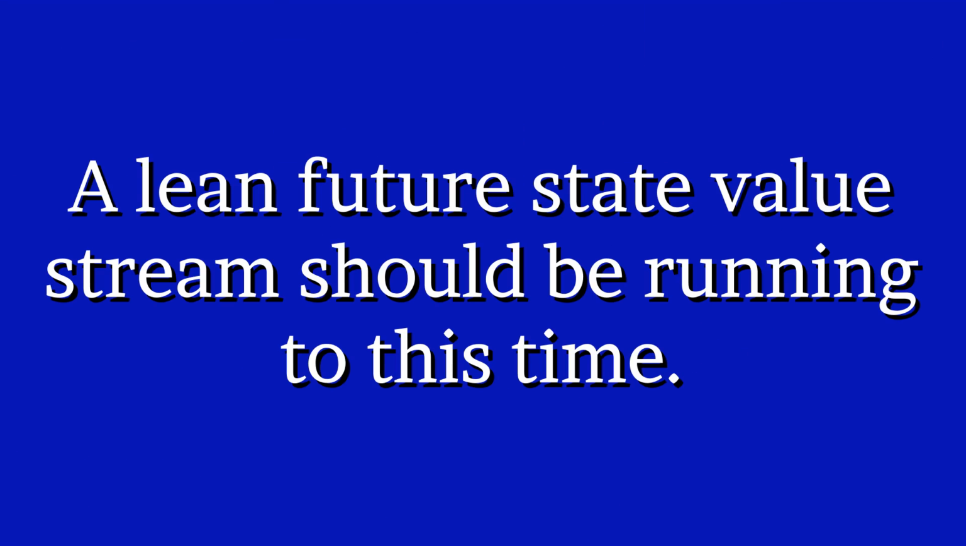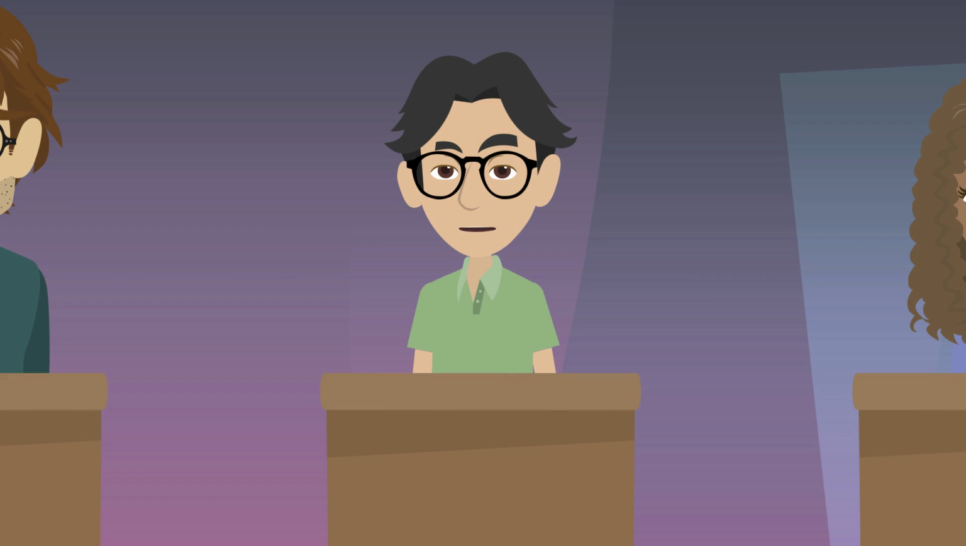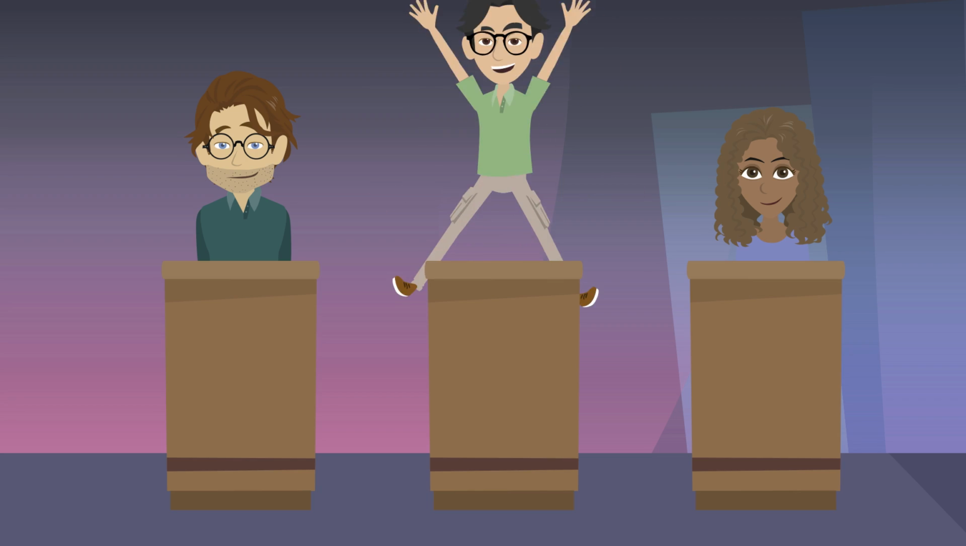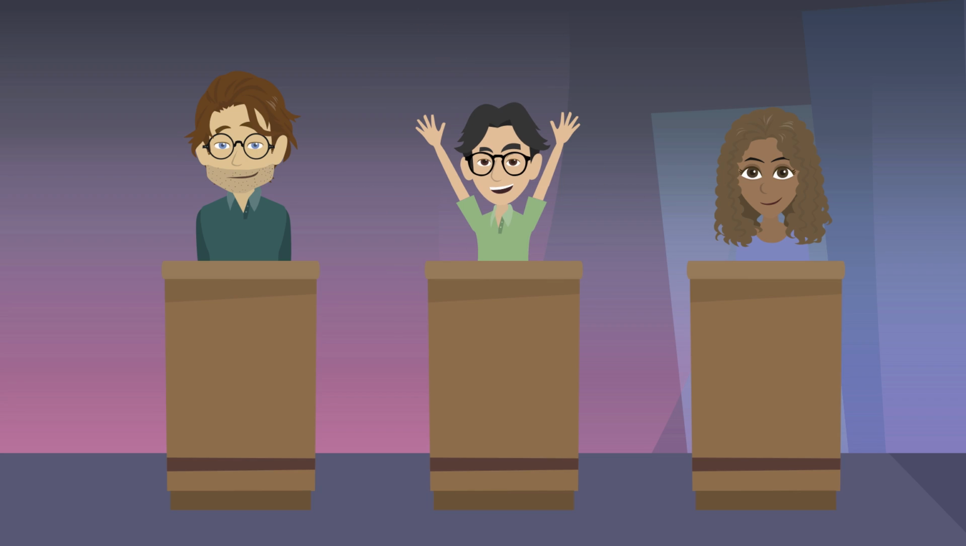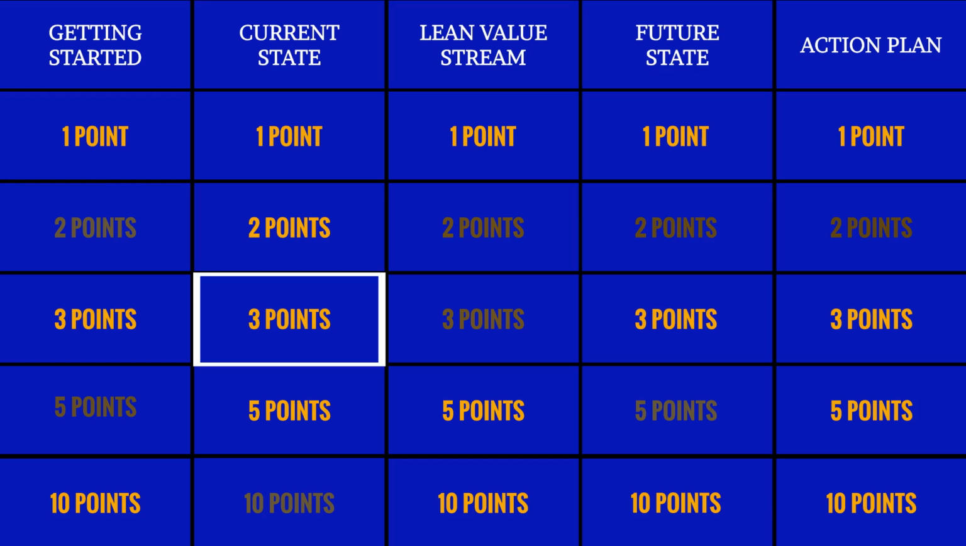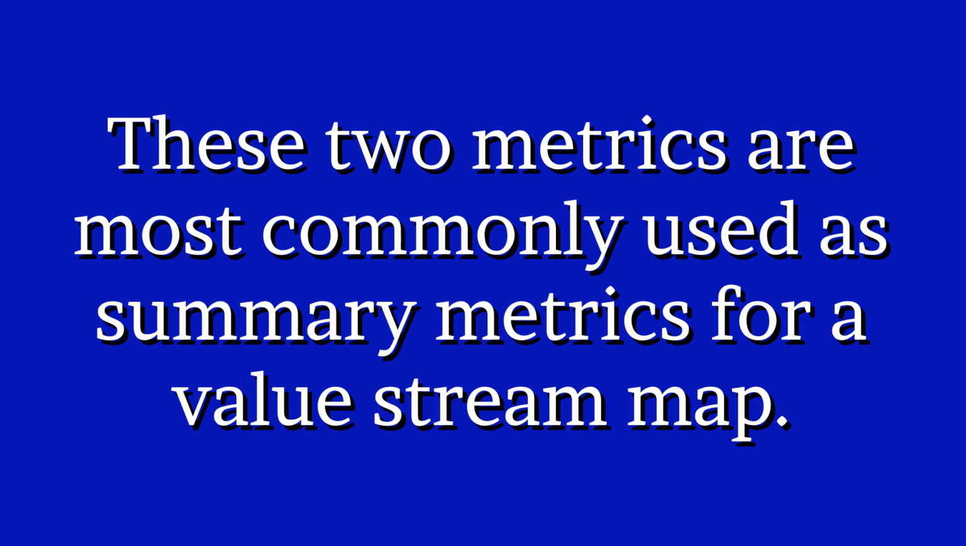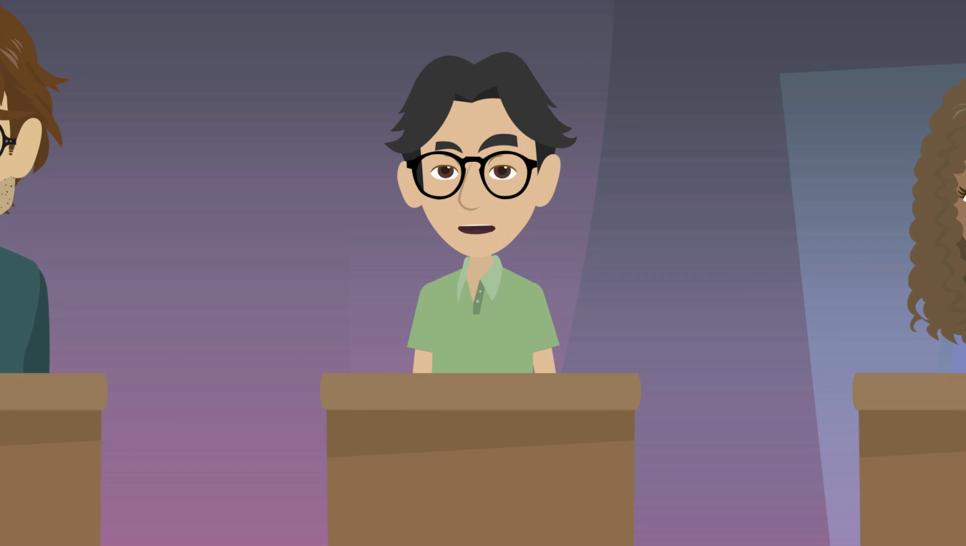A lean future state value stream should be running to this time. What is takt time? These two metrics are most commonly used as summary metrics for a value stream map. What are value creating time and lead time or turnaround time?